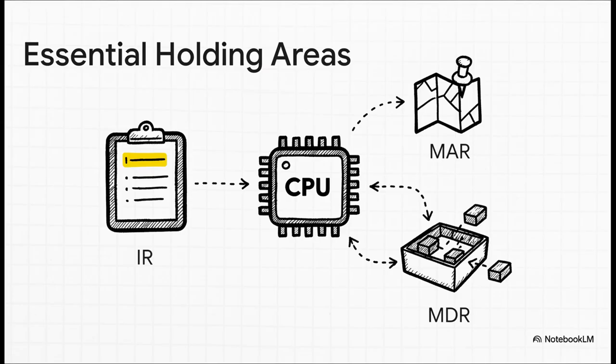And finally, the team needs a few little holding areas. Think of them as temporary scratch pads to manage the constant flow of information. You've got the instruction register, which holds the command being worked on right now, the memory address register, which holds the location of the data that's needed, and the memory data register, which is basically a waiting room for data as it moves in or out of the CPU.